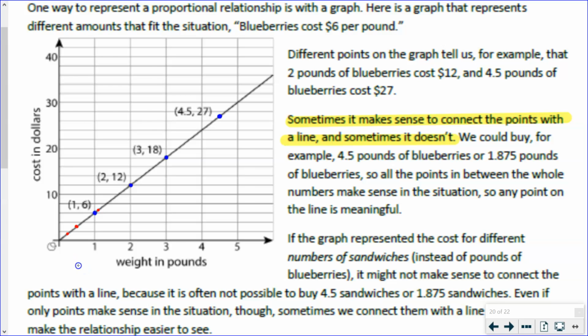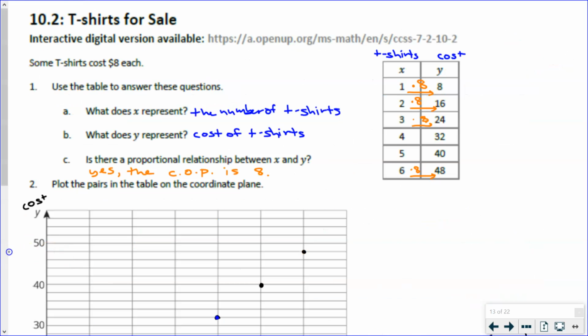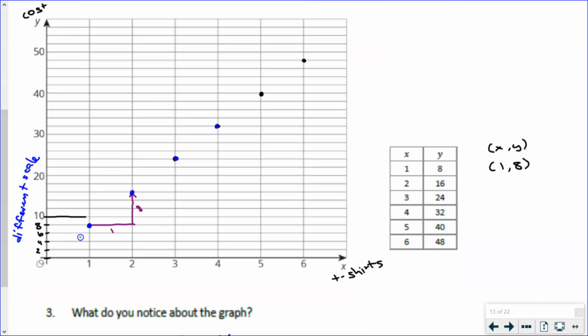Now let's compare and contrast this to our very beginning one. I know we talked about this. Can you buy half of a t-shirt? Can you buy 1/10 of a t-shirt? No. So please understand there is a difference. There are situations where it is okay to buy partial amounts, like blueberries, and it's not okay to buy partial amounts, like t-shirts.